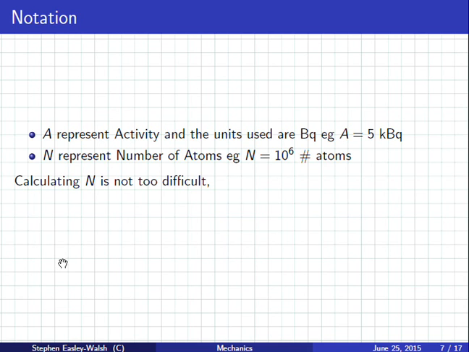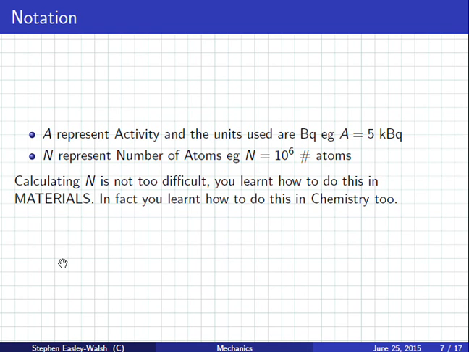And calculating N is not too difficult, because you've actually done this already. Where have you done something like this before, calculating the number of atoms? Yeah, PV equals nRT. What section was that called? Materials, yeah. And you saw it somewhere else? Not in my class. Where else should you have seen it? In chemistry, yeah. So you learned how to do this in materials and in chemistry.